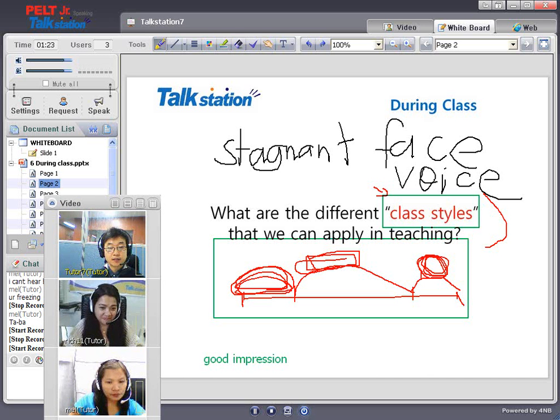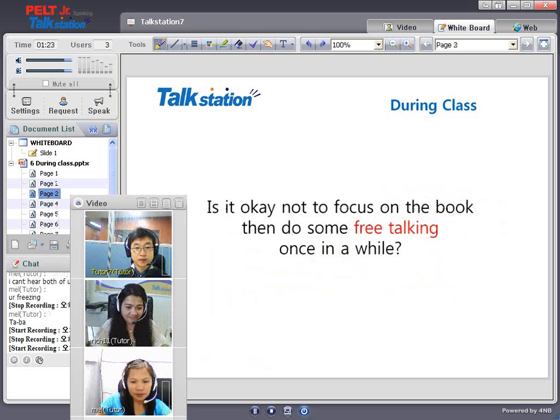Okay. Let's move on to our next question. Is it okay not to focus on the book and do some free talking? Of course, highly encouraged. Dealing with the course book all the time would make it so boring that our students might not want to continue, I guess. So free talking style teaching should be implemented whenever it is necessary.